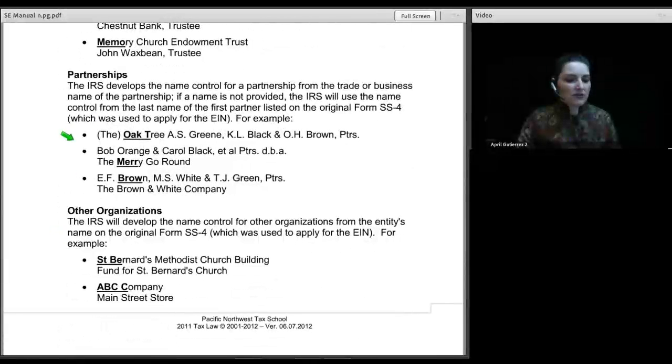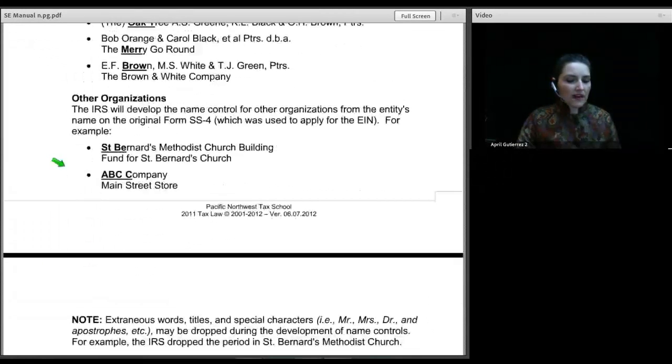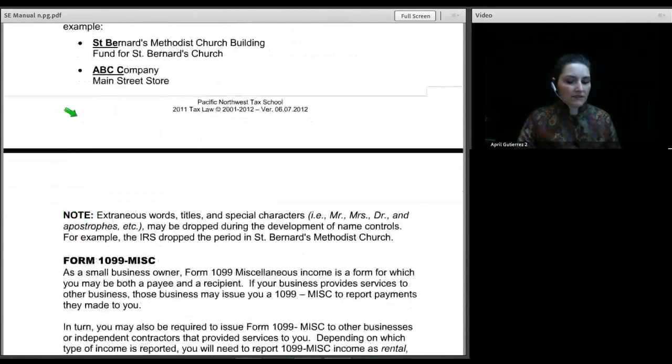Then we move over to partnerships. And IRS says if the word "the" appears in the name, they're going to drop it. And in this case, they went for Oak Space Tree, first 4 letters. The Merry-Go-Round, they look at Merry, just M-E-R-R. Other types of organizations, they have one here where we're looking at the St. Bernard's Methodist Church building, and they went with ST space BE. That's what they're looking at.